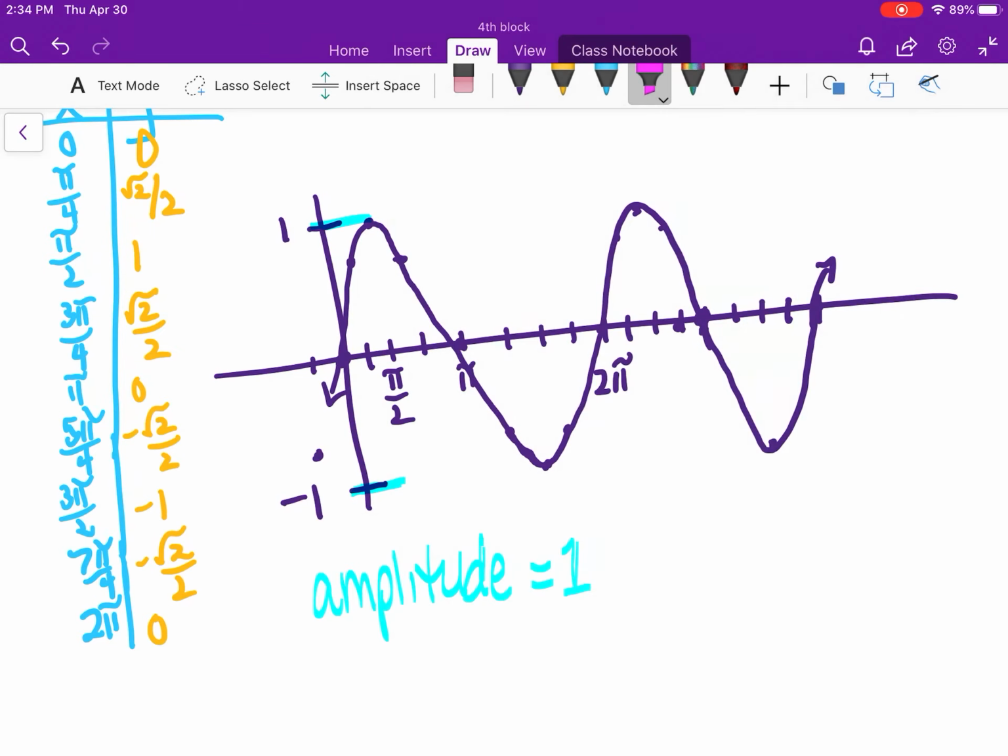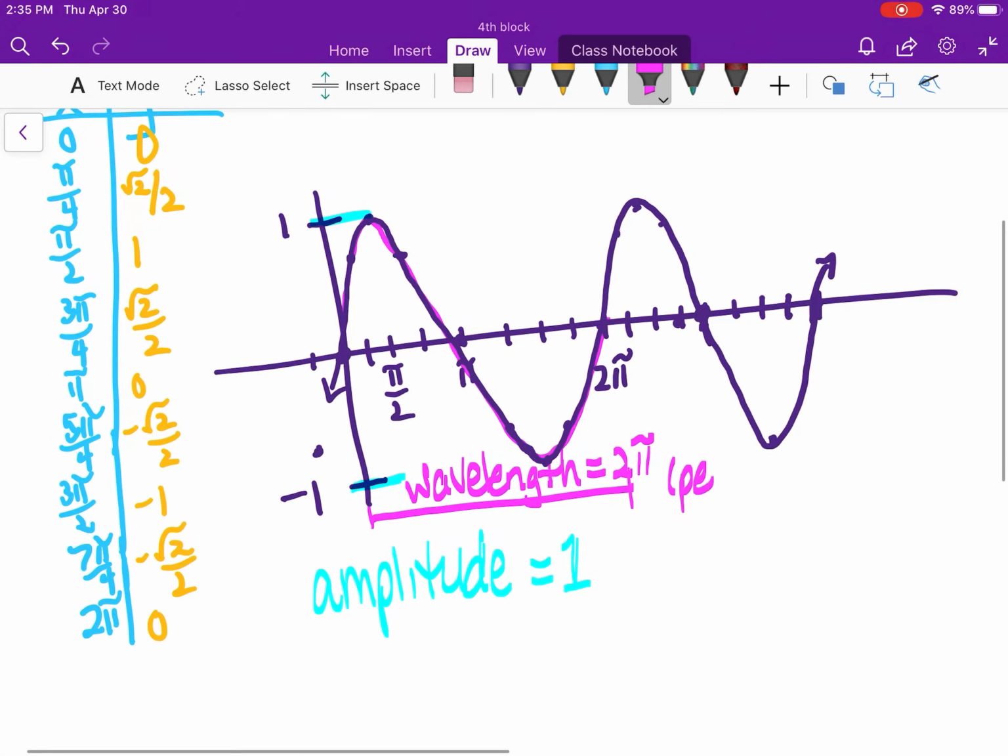Okay. Then at what point does the graph start to repeat itself? Well, if I start at 0 and I trace this, once I get to 2 pi, that's when it starts to repeat. So we say from here to here, that's a wavelength. And one wavelength is 2 pi. That's also what we call the period of the graph. Okay, so period is wavelength. And that just means that after 2 pi, it just repeats that same cycle.